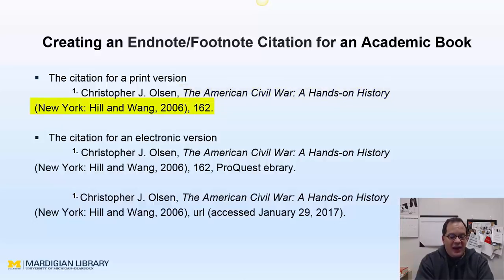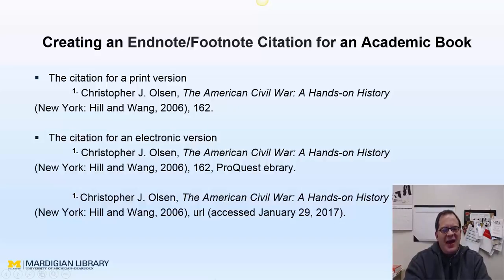I did find that out. And then we have the publisher, which is Hill and Wang, comma, and then the date or year of the publication, which is 2006 in this case. And then outside of the parentheses, we have a comma, and then the page number in question with respect to this note. Okay, so that is your basic endnote or footnote citation for an academic book.